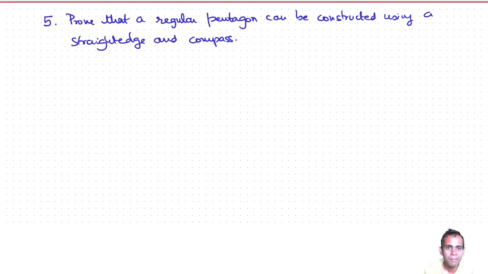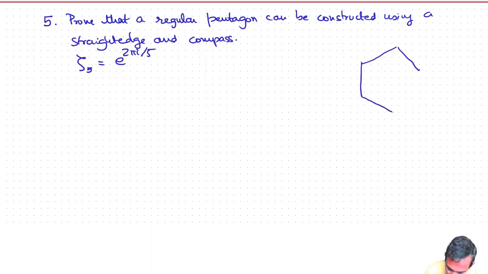A last problem: prove that a regular pentagon can be constructed using a straight edge and compass. You can construct a regular pentagon if you can construct a fifth root of unity. So let zeta 5 as before be e to the 2 pi i by 5, and if you can show that this point is constructible, then its powers will also lie in the same field Q adjoined zeta 5, and you can realize a regular pentagon as having corners given by these.